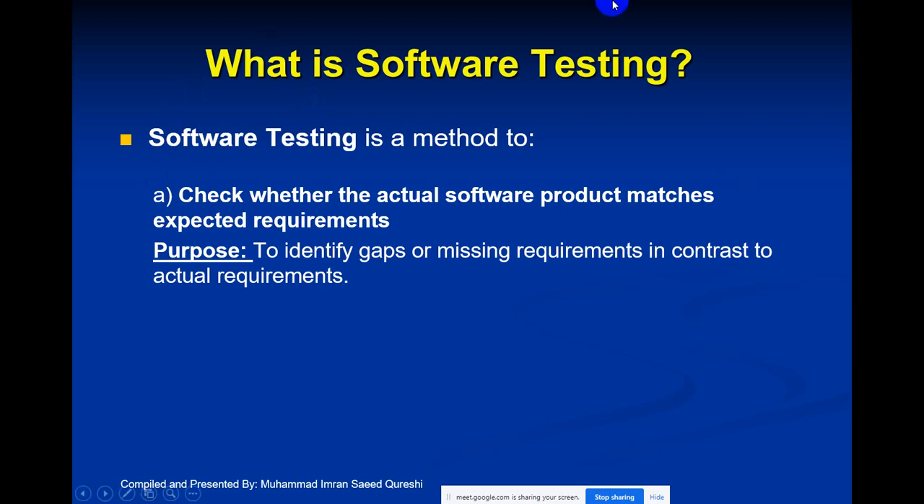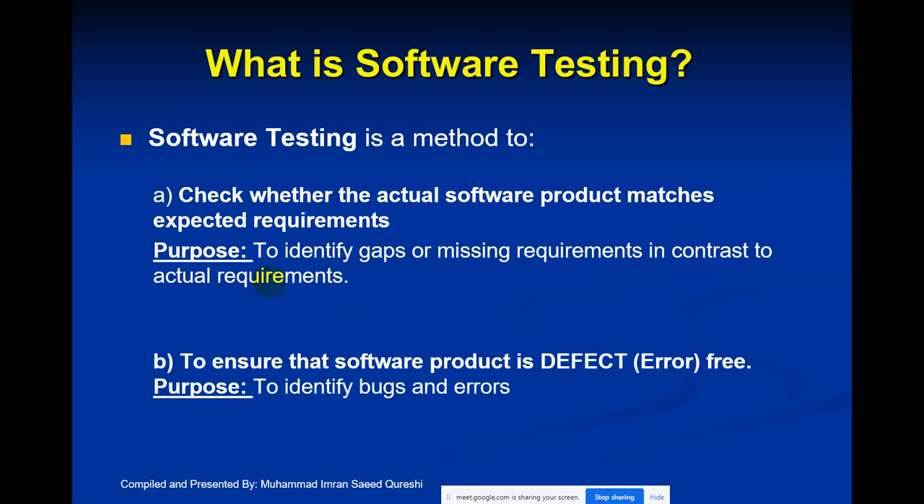So now check whether the actual software product matches expected requirements. Whatever was expected, is it doing that? Purpose क्या है? To identify gaps or missing requirements in contrast to actual requirements. कि जो उसने मुझे कही थी actual थी, तो maybe there are some missing requirements, so I should check and apply those. And the other that I told you, that is to ensure that software product is defect or error free, bug free है. So हम क्या करते हैं? We identify bugs and errors.